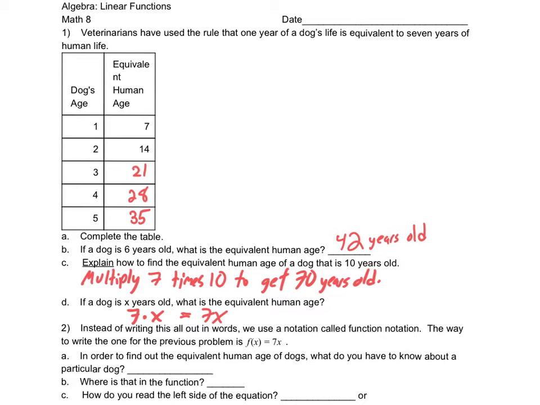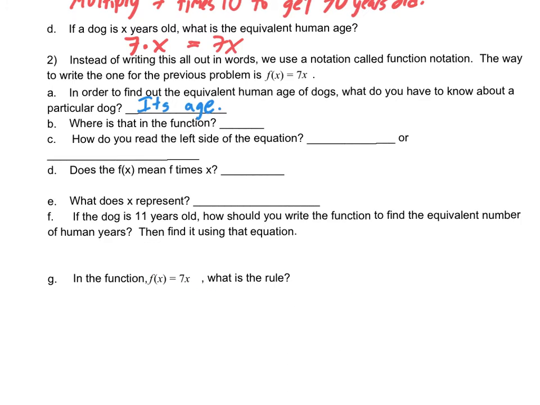Okay, so in order to find the equivalent human age of dogs, what do you have to know about a particular dog? We have to know its age. And where is that in the function? We know that in this case here, we start off with the dog's age was X years old. Where is that in the function? It is right here that X is the dog's age. So we can say that is the X.